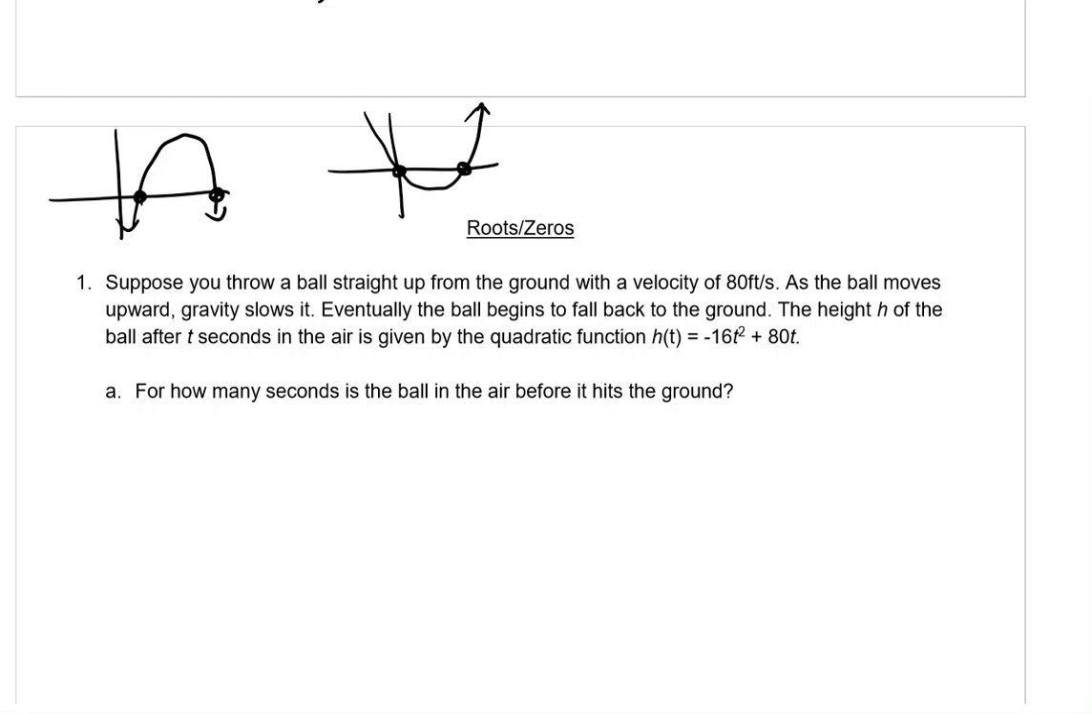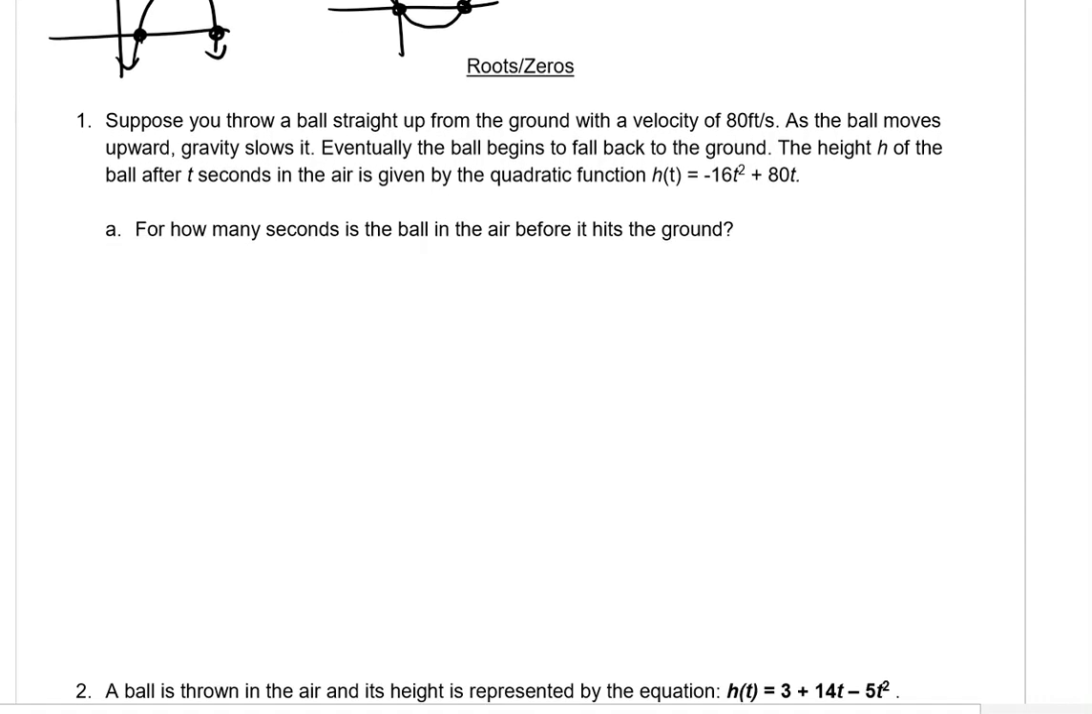Suppose you throw a ball straight up from the ground at a velocity of 80 feet per second. The ball moves upward and gravity slows it. Eventually, the ball begins to fall back down to the ground. The height h of the ball after t seconds in the air is given by the quadratic function h equals negative 16t squared plus 80t.